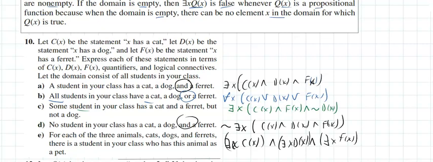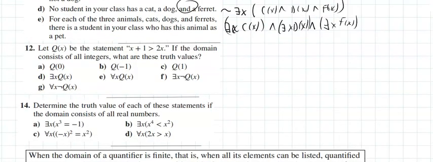All right. Number 12. Let Q of x be the statement. If the domain consists of all the integers, which of those is true? Q of 0: is 0 less than 1? Yes, that is true, because if you put 0 in there, that will work.